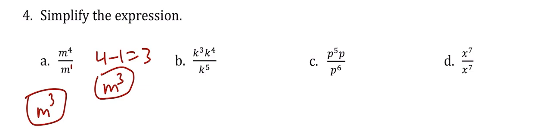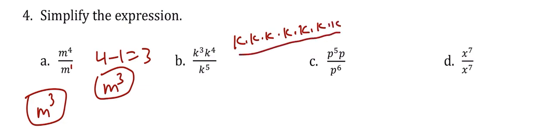Okay, let's go to part B. We have k to the 3rd times k to the 4th over k to the 5th. Now that first method where we write everything out is good to visualize it, but once we get bigger numbers like this, we're not going to write it out for every single problem. So we're going to use that subtraction method. I can do it here one more time just to show it.